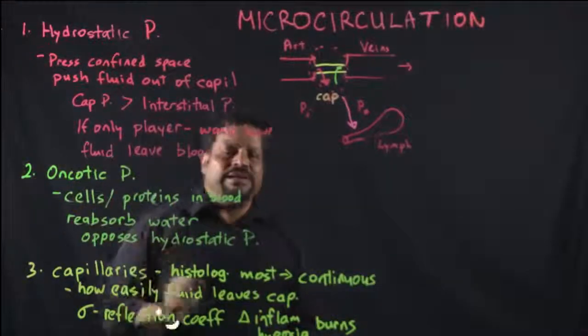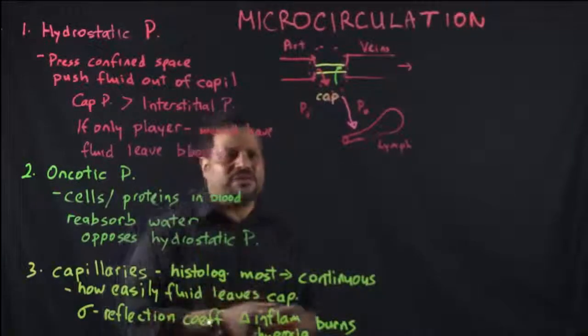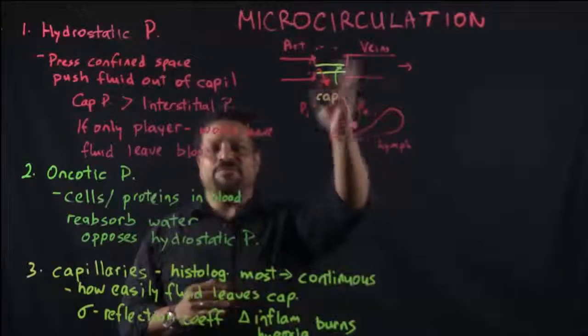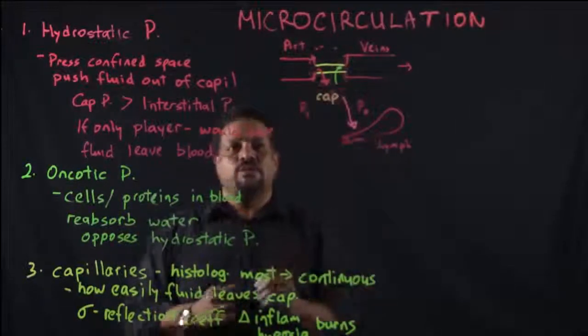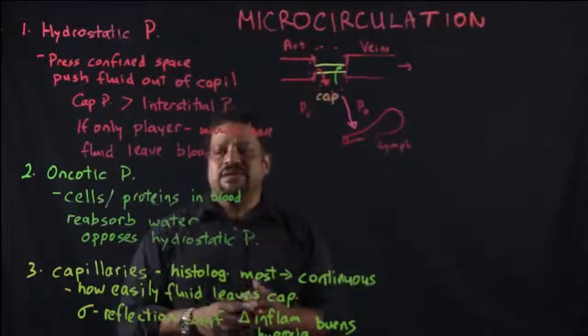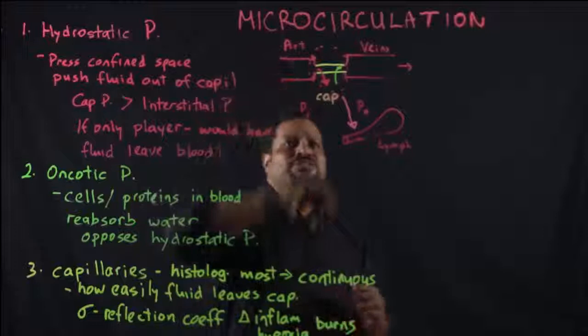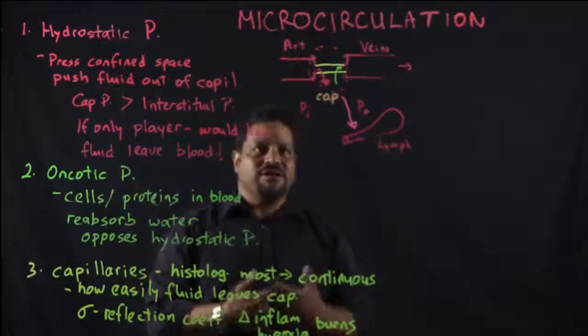So the second player that is important here is oncotic pressure. And that oncotic pressure is basically the cells and the proteins within the blood. And what those things do is that they help resorb water back into the capillaries. And it opposes that hydrostatic pressure. So we have filtration and reabsorption going on so that we don't have massive losses of fluid from the blood.